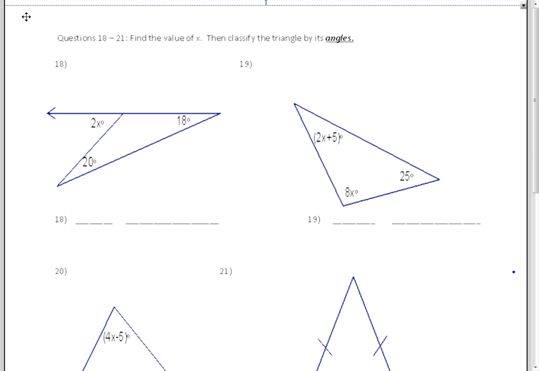Somebody raise their hand. First give me a value of x, give me a little explanation, and then classify just with an angle name. What did you guys end up with for x?